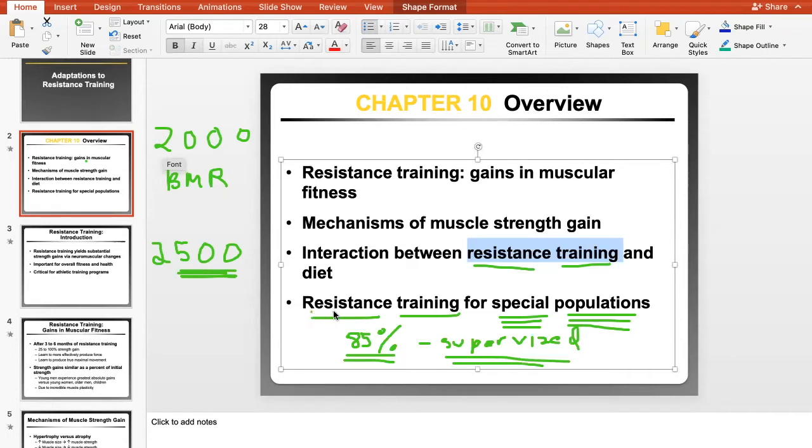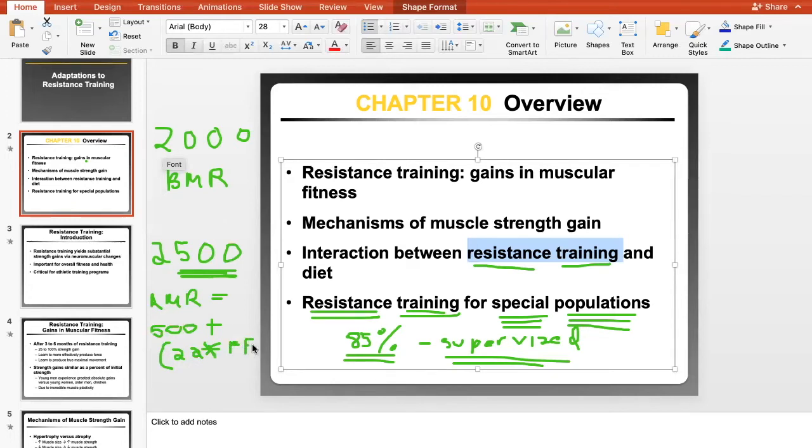But the chapter does talk about resistance training for special populations. Now, one of the last things that I would say on this slide is remember that this basal metabolic rate, or even more appropriately, the resting metabolic rate, RMR, is equal to, and we've done this equation a couple of times, 500 plus 22 times your fat-free mass, which means that if you're trying to increase your resting metabolic rate, you have to increase your fat-free mass, and fat-free mass is muscle mass.